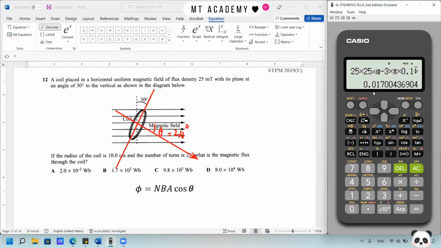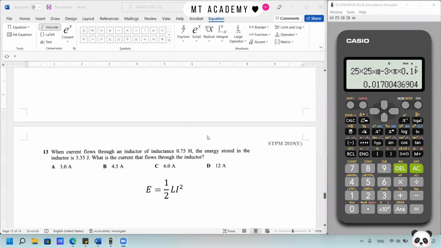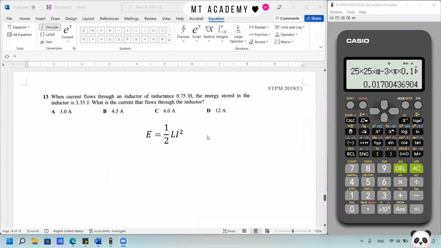And you would have 0.017. So there's an error in this question, but it is equal to 1.7 multiplied 10 to the power negative 2 Weber. So I'm sure there's a typo here. Moving to question 13. When the current flows through an inductor of inductance 0.75 Henry, the energy stored in the inductor is 3.5 joule. So what is the current?